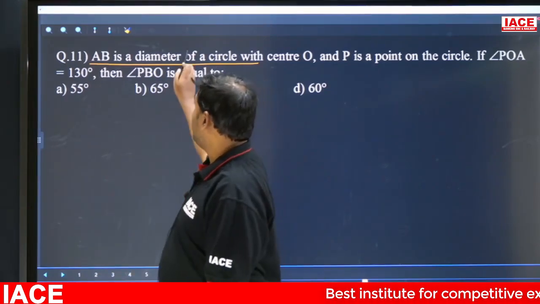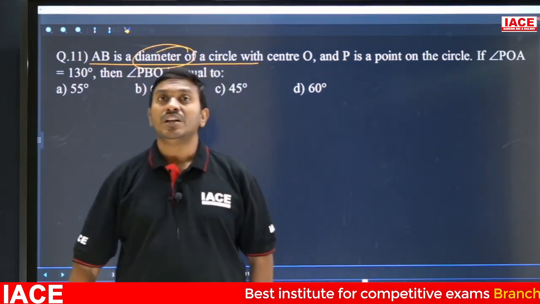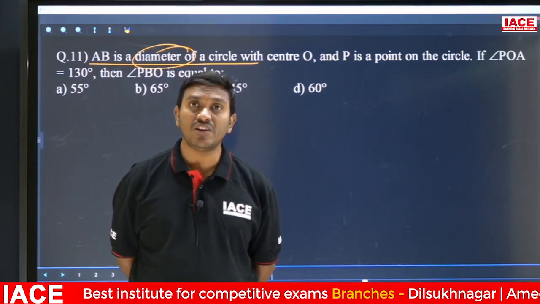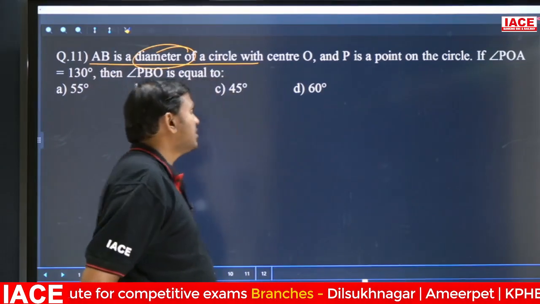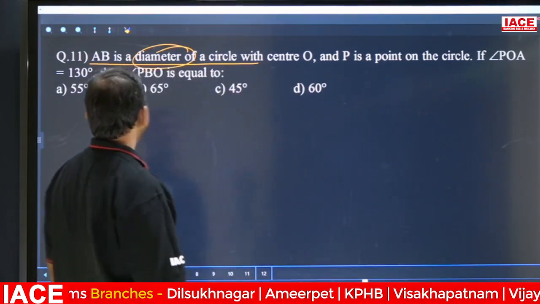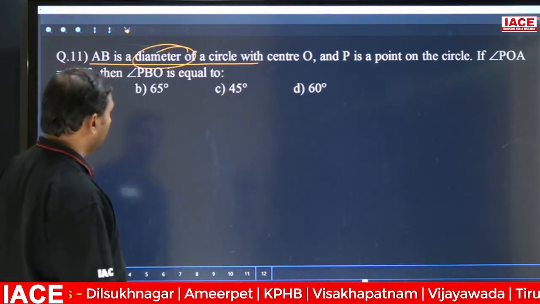So diameter means immediately what you have to remember? The angle on a semicircle. Angle on a semicircle is always 90 degrees. Angle on a semicircle is how much? 90 degrees. That is the point you have to know. P is a point on the circle. If angle POA is 130 degrees, then what is PBO, right?